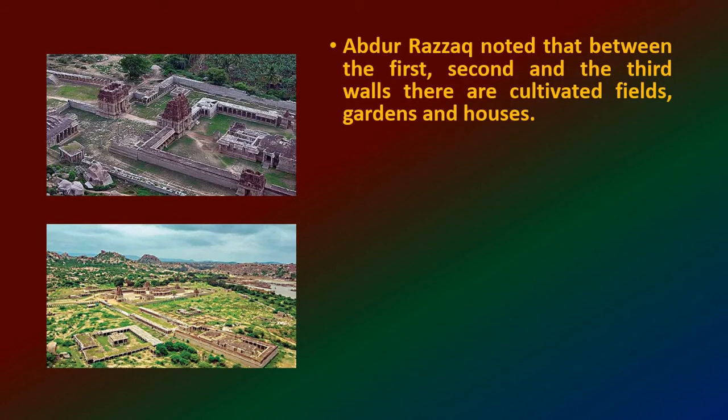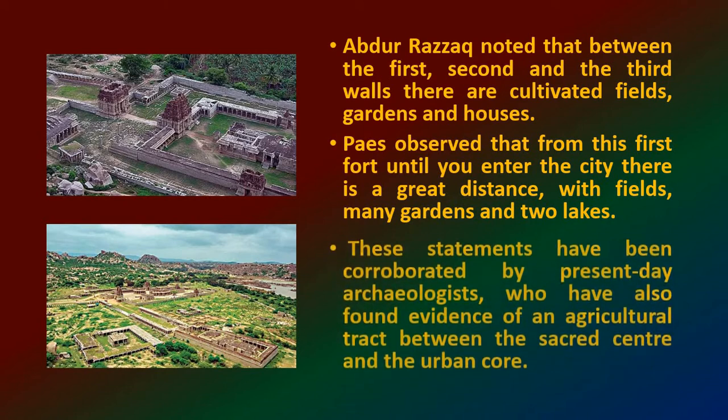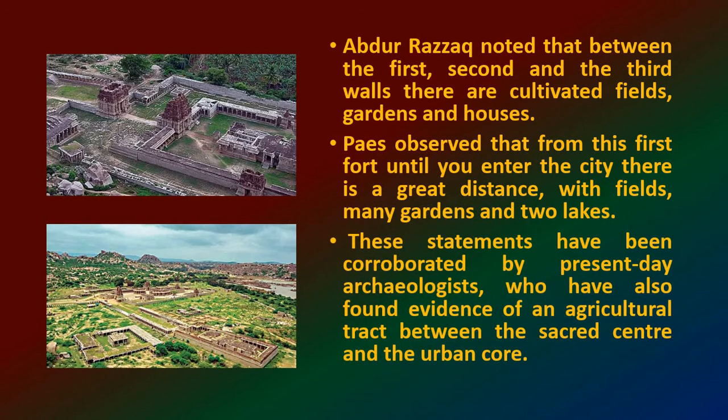Abdur Razzaq noted that between the first, second and the third walls there are cultivated fields, gardens and houses. Paes observed that from this first fort until you enter the city, there is a great distance with fields, many gardens and 2 lakes. These statements have been corroborated by present-day archaeologists who have also found evidence of an agricultural tract between the sacred center and the urban core.